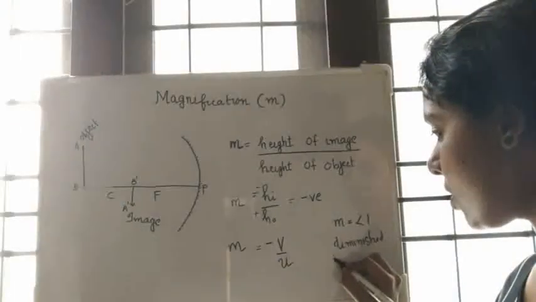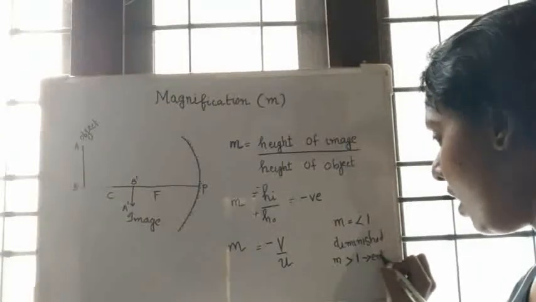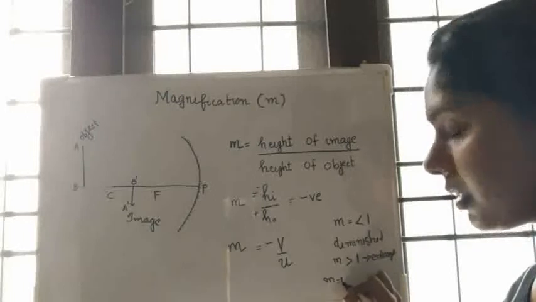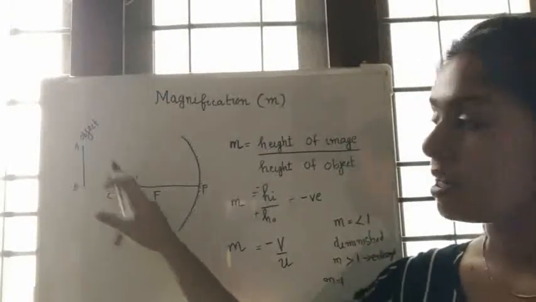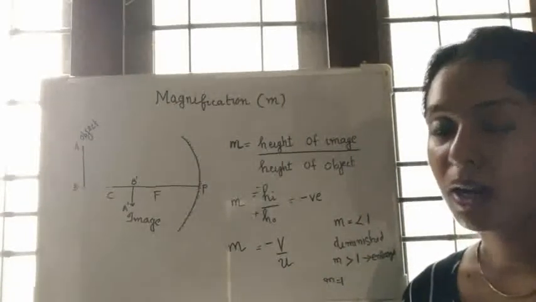If magnification m is greater than 1, then it corresponds to an enlarged image. If m is equal to 1, then it denotes that the height of the image is just the same as the height of the object. So this is about magnification.